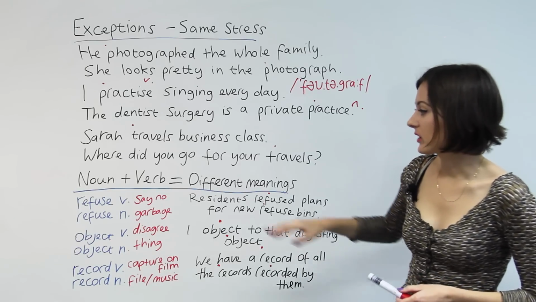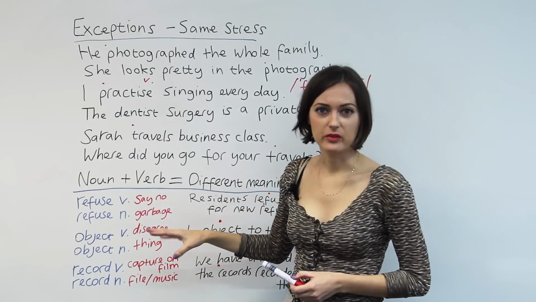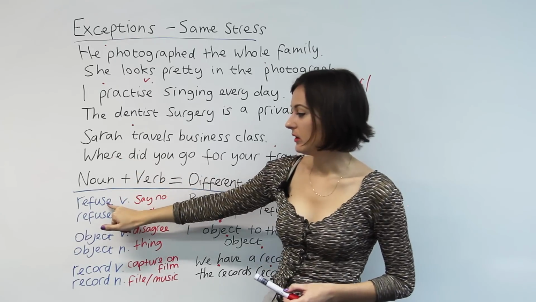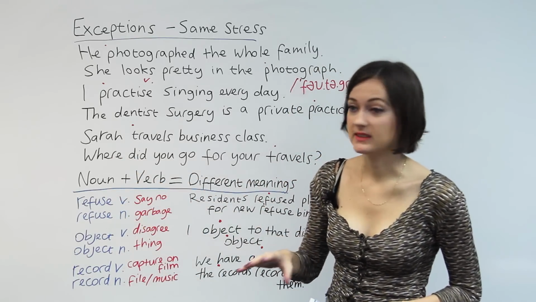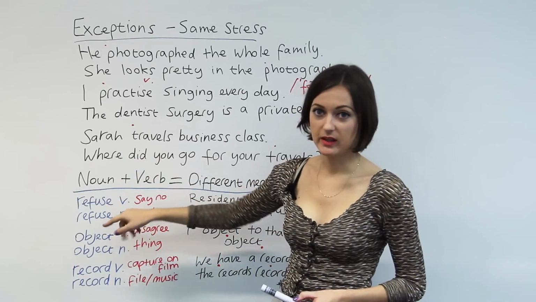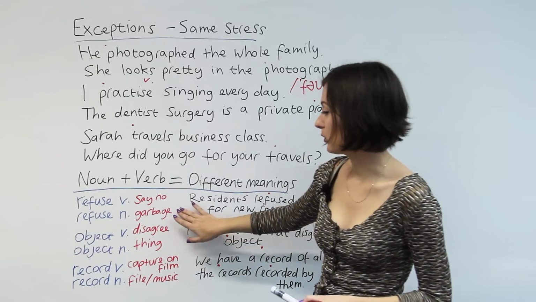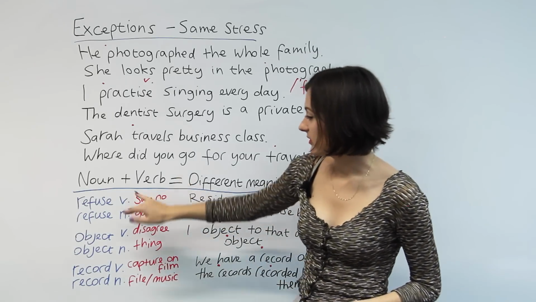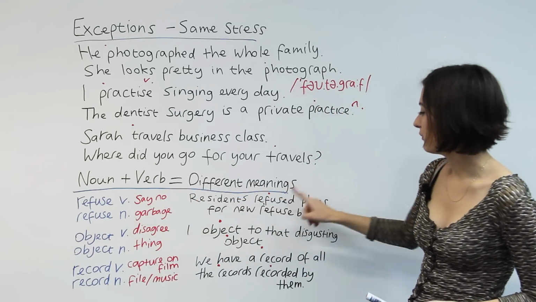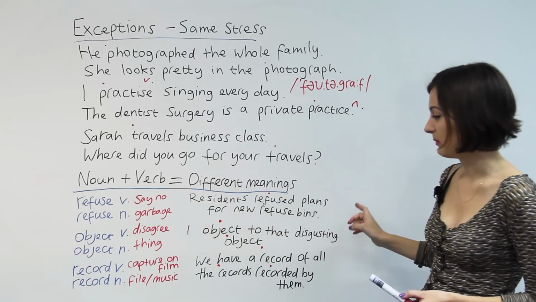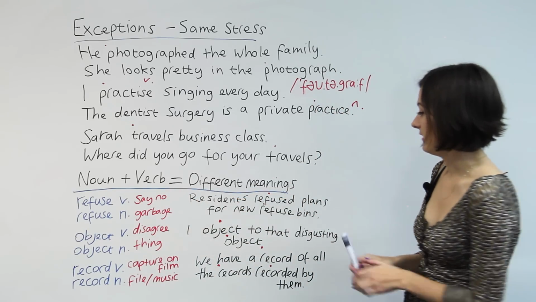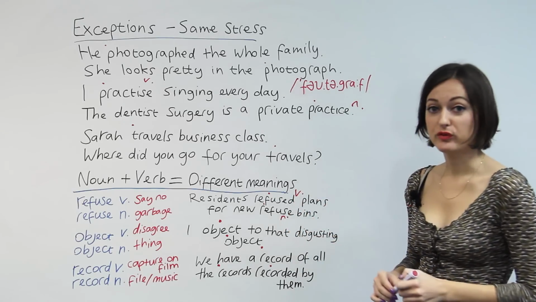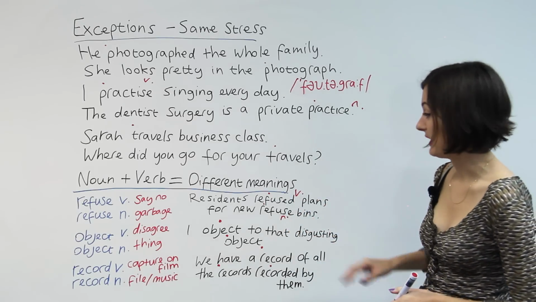And the pronunciation difference is quite obvious in these examples. So refuse as a verb means to say no about something, but refuse is a formal British word for garbage or rubbish, we say informally in English. So here's a sentence. Residents refused plans for new refuse bins. There's the verb. There's the noun. Residents refused plans for new refuse bins.